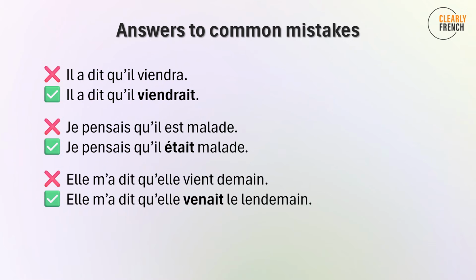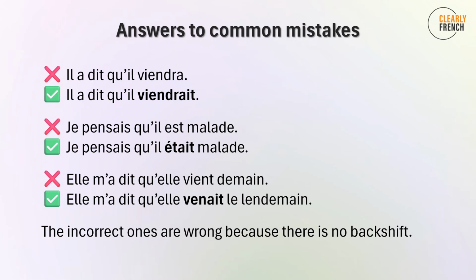Elle m'a dit qu'elle vient demain. Again, wrong because you can't have past and present. You have to have elle m'a dit qu'elle venait le lendemain. She said to me she was coming the next day. The incorrect ones are wrong because there is no backshift, as we've just said.